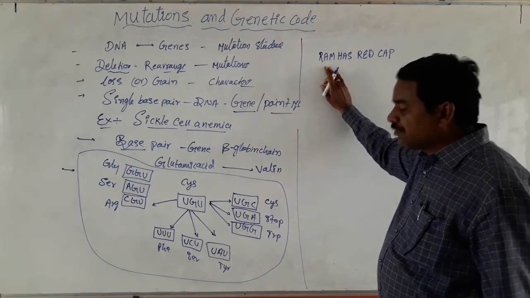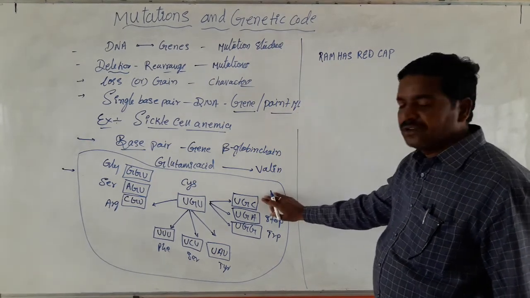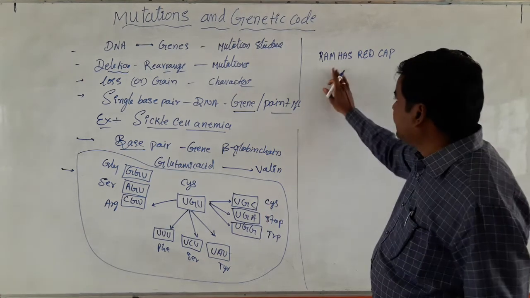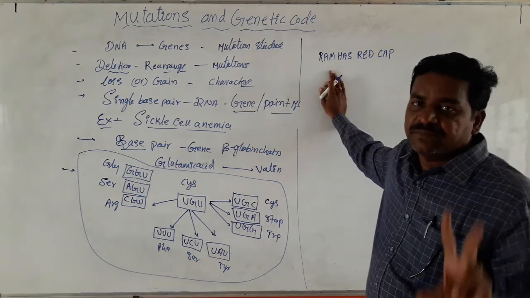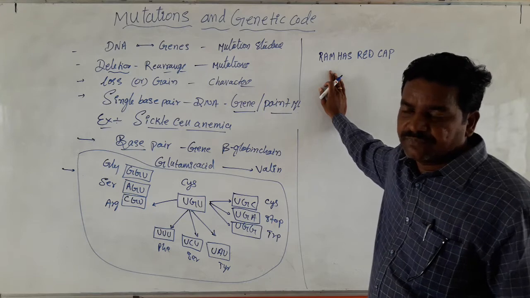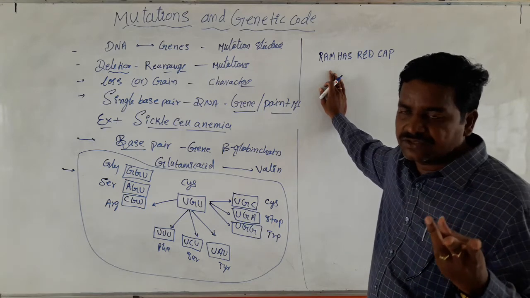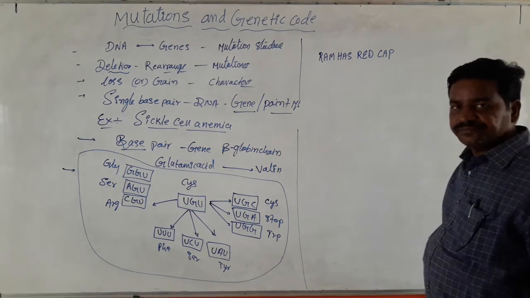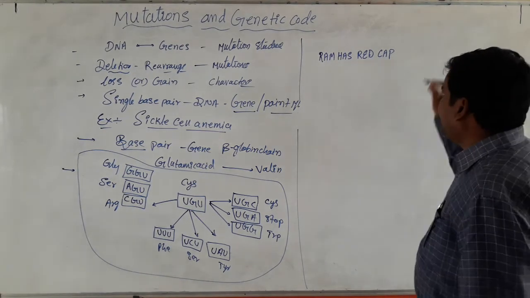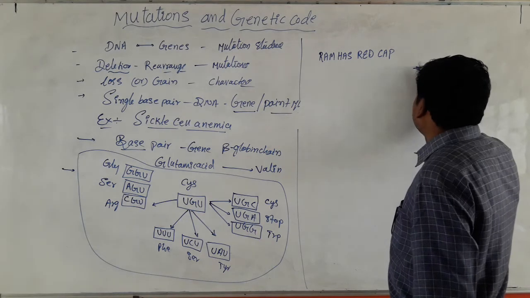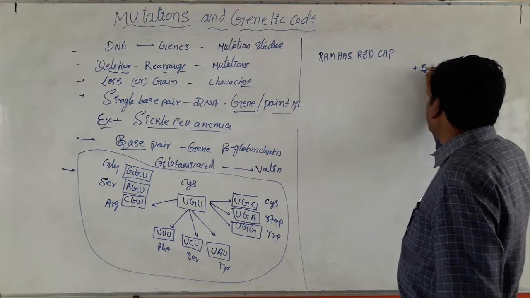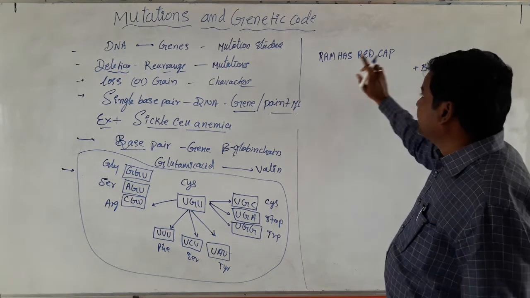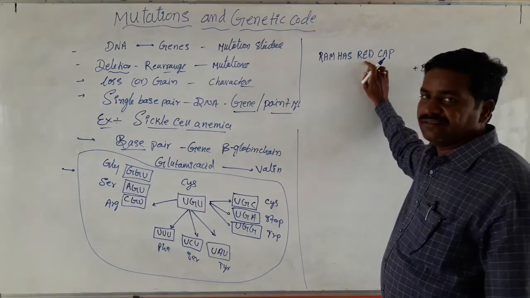Here, each word in this statement is equivalent to a codon. A codon is represented by 3 nitrogen bases. Here, each word is represented by 3 letters. So, Ram has red hair. Now, when one letter, that is B, is inserted between has and red.